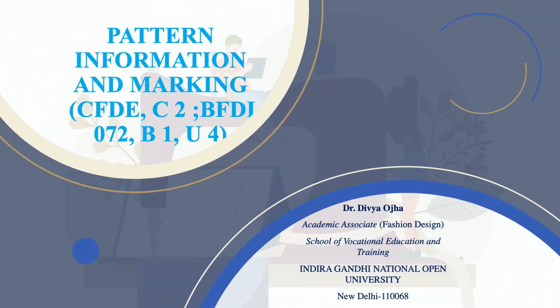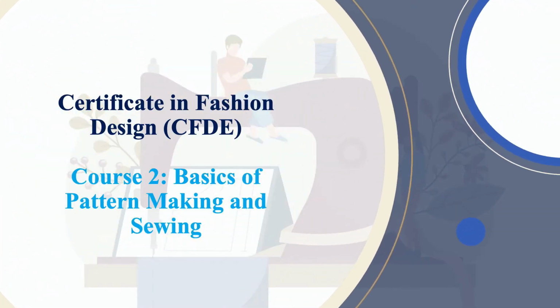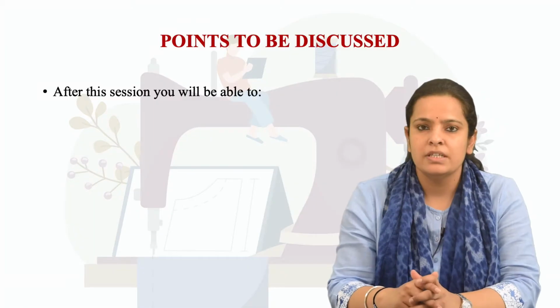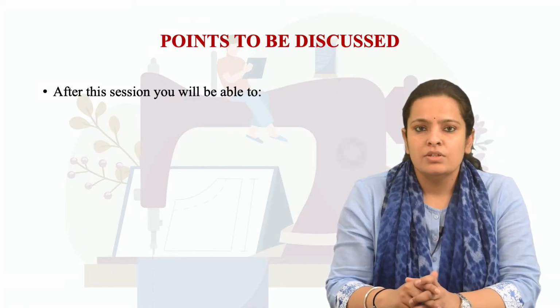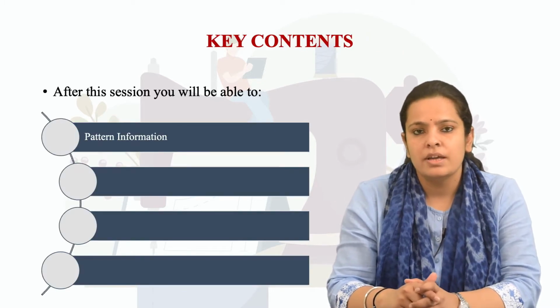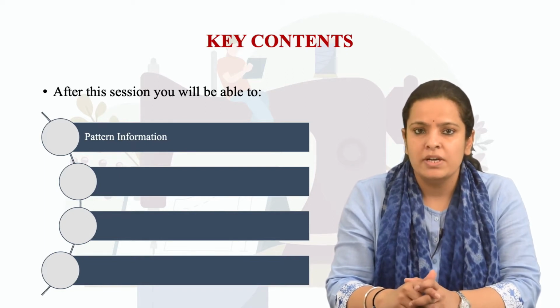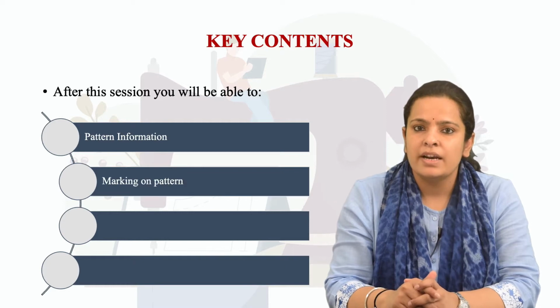Today we will be discussing the topic pattern information and marking, which is unit 4 of course 2, pattern making and sewing, of block 1. First we will discuss what pattern information is, why it is used, and why it is important when we go for pattern making and garment construction. Then we will discuss marking on the patterns.